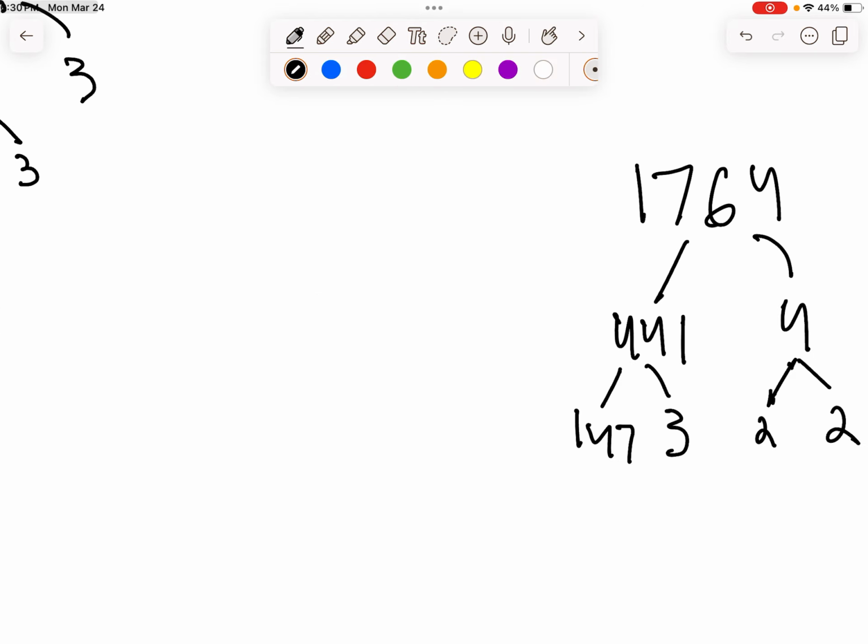Anyway, 147 divided by 3. It doesn't go into 1 any times. It goes into 14 4 times. Bring down the 7, 9. So you get 49.